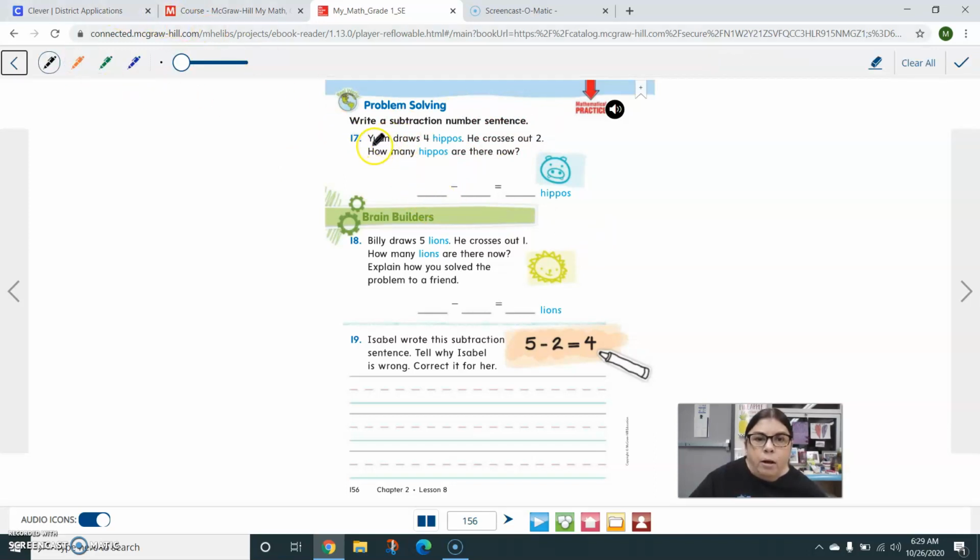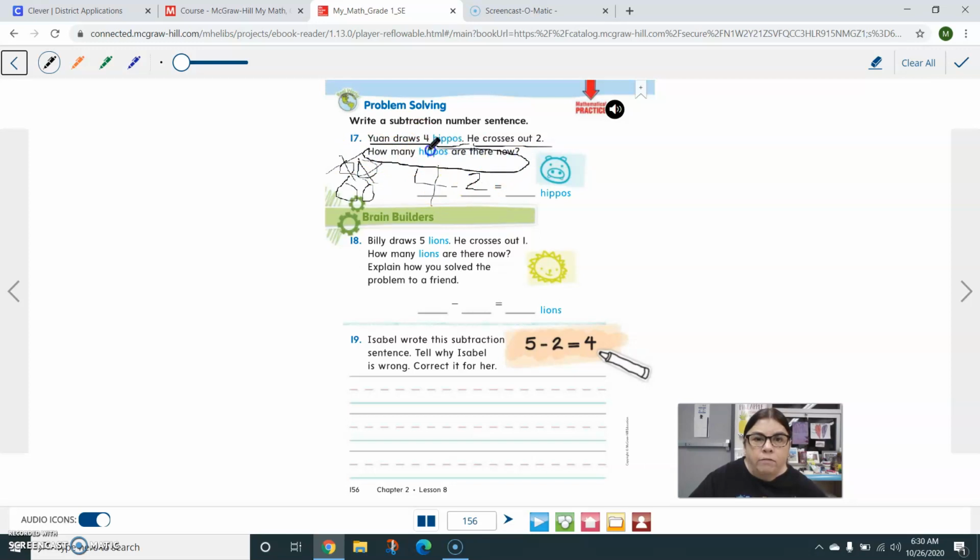So remember in word problems, you always underline what you know. Juan has 4 hippos. So I'm going to write 4 down because I know he has 4. He has 4 cute little hippos. He crosses out 2. So he took away 2. So I might go like this also. 1, 2, 3, 4. And it says he crossed out 2. I took away 2. How many hippos are there now?